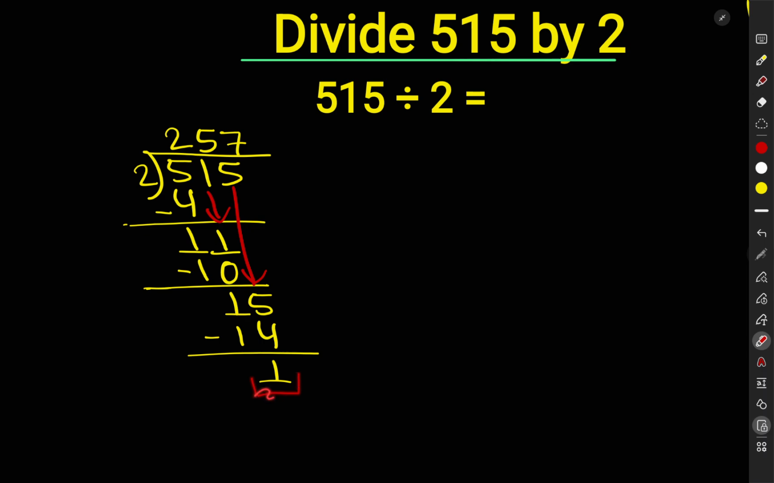So now this 1 is less than 2 and there is no other number to put down. So we take here decimal so that we put 0. It is 10 and 2 times 5 is 10. On subtracting it is 0. So 515 divided by 2 is 257.5.